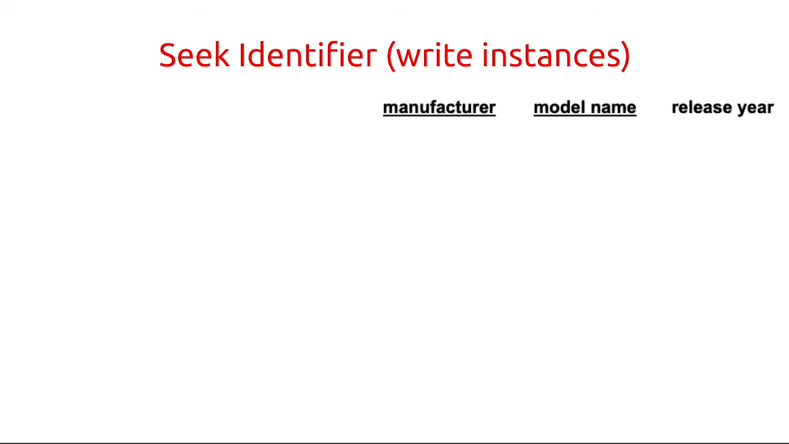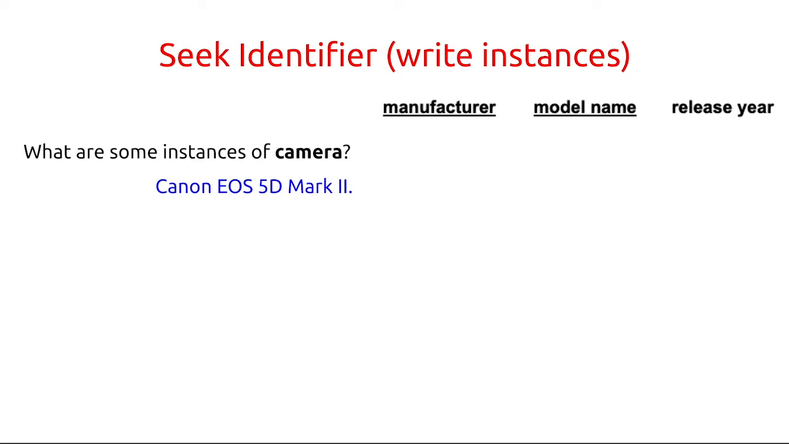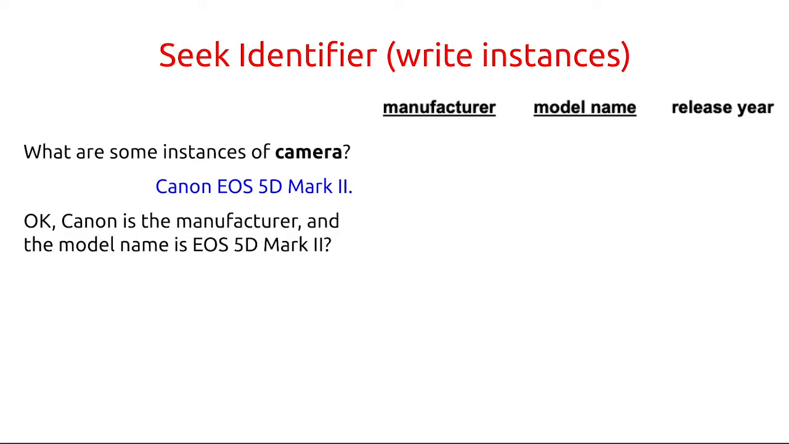I would draw a blank table with each attribute getting its own column, and I would again underline just the attributes that we're considering identifying descriptors. They may not know what that means yet, but it may get their attention. So what are some instances of camera? Canon EOS 5D Mark II. Okay, Canon is the manufacturer and the model name is EOS 5D Mark II.